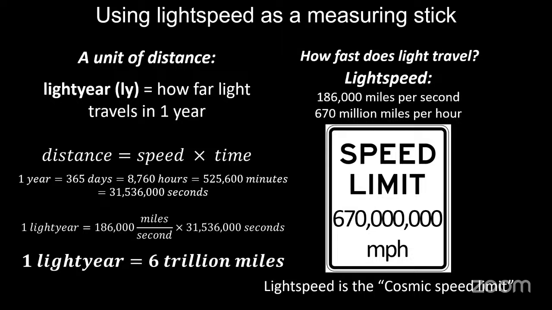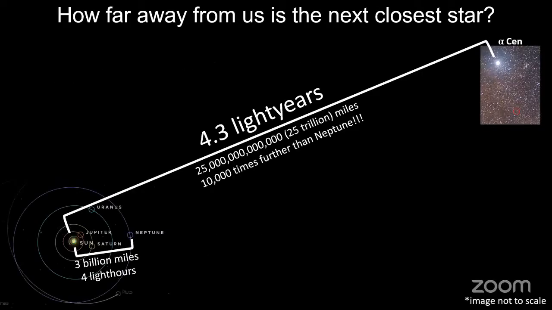And then if we take the speed of light, which is about 186,000 miles per second, we multiply it by the 31 million seconds in a year, then we get the distance of a light year, which is about 6 trillion miles. Okay, so you can see 1 light year, 6 trillion miles, it's a very large distance. And we can actually use this as a better measuring stick to measure distances in the vast universe. So the distance to the nearest star, that was about 25 trillion miles. If we measure it in light years, it's about 4.3 light years, okay?